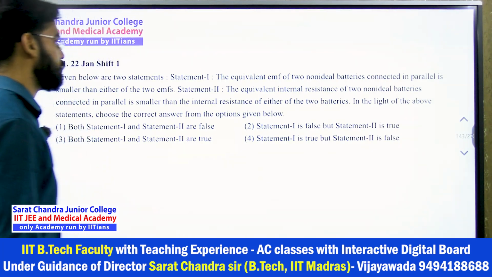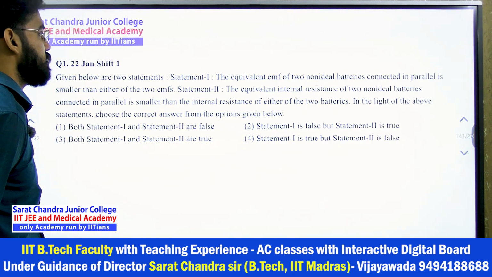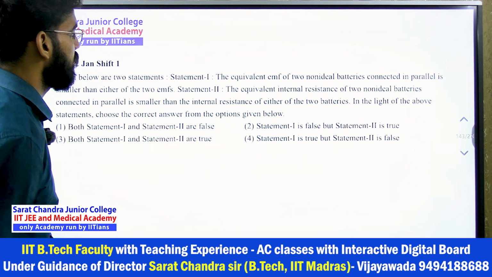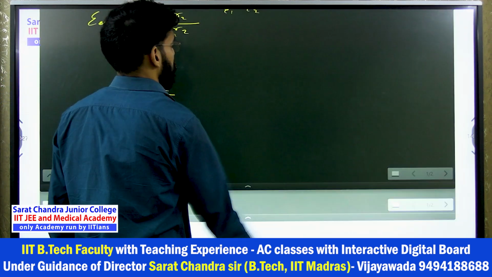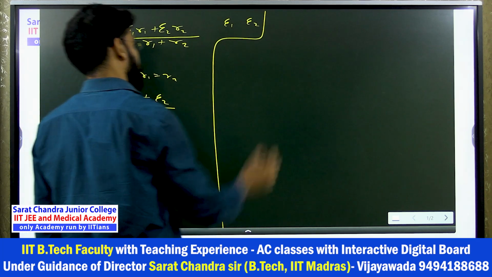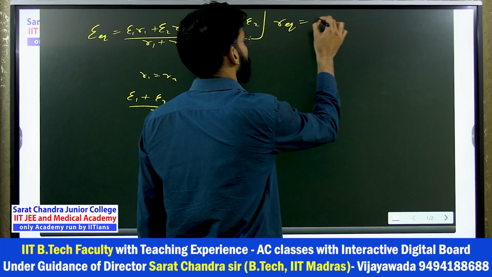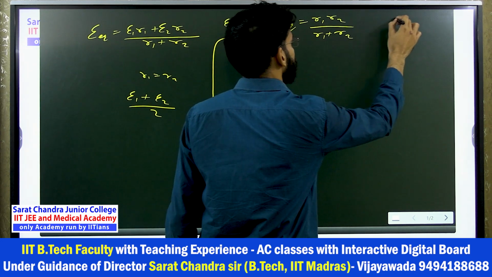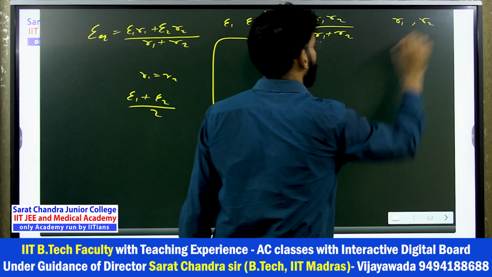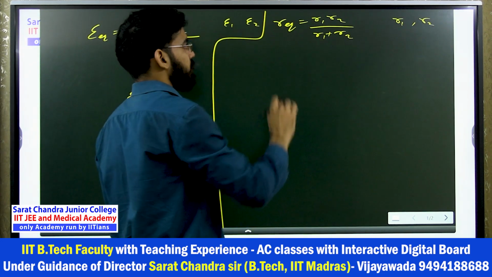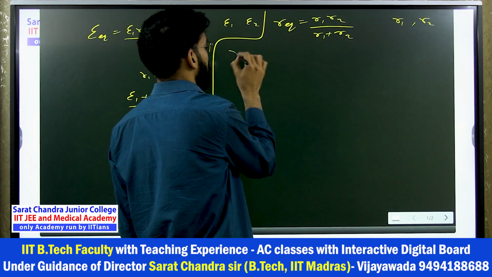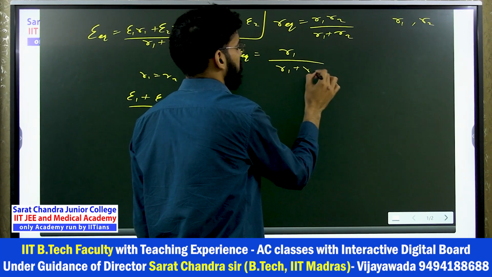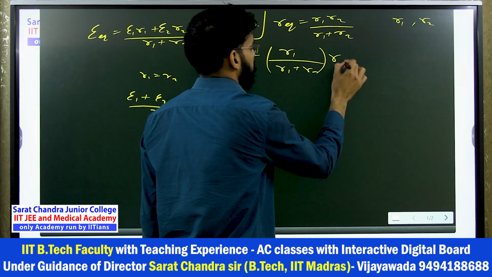Then statement 2: the equivalent internal resistance of two non-ideal batteries connected in parallel is smaller than the internal resistance of either of the two batteries. What he is saying is that R equivalent, R1 R2 divided by R1 plus R2, is smaller than both R1 and R2. This we have to check. So how to check? Just see here. We can write the R equivalent as R1 divided by (R1 plus R2) multiplied by R2, like this, right?